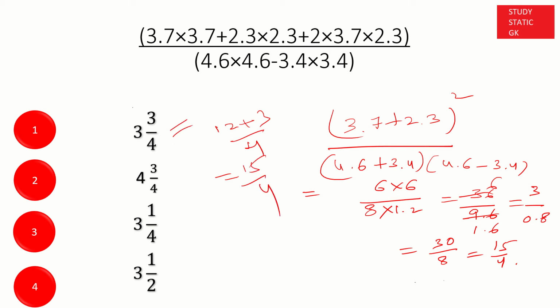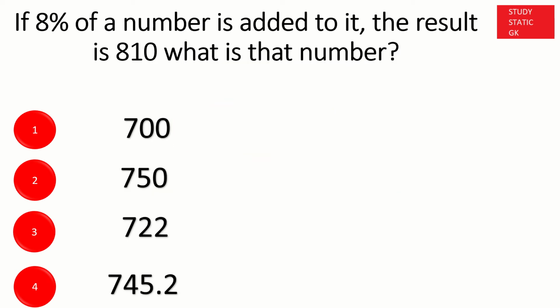So go to the next question. This one will be the answer, right? Next question: if 8% of a number is added to it, the result is 810.